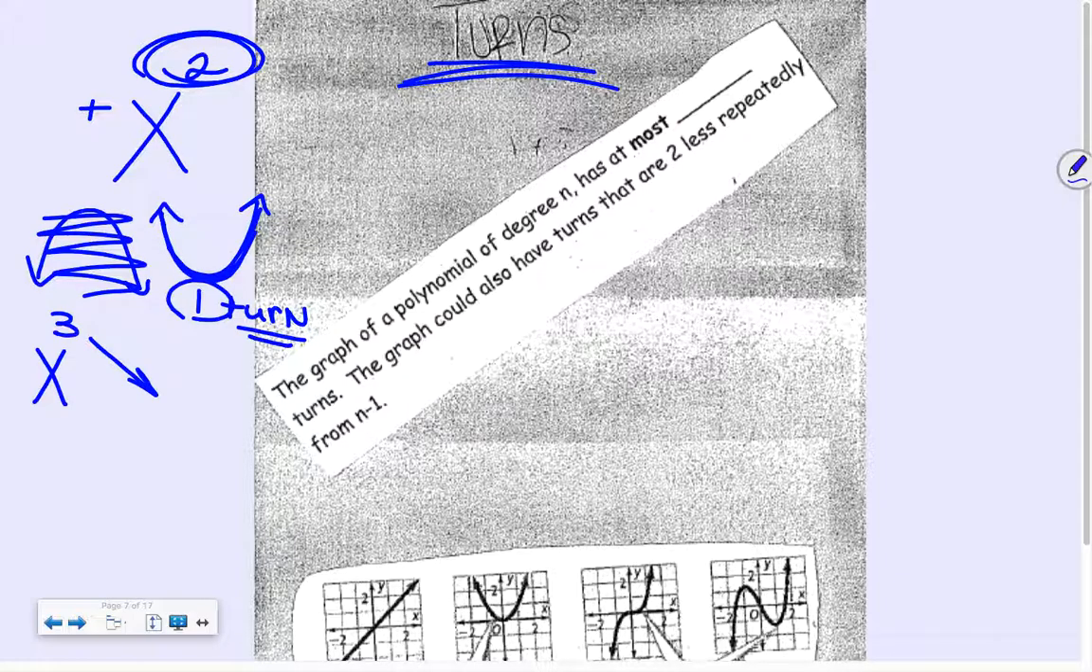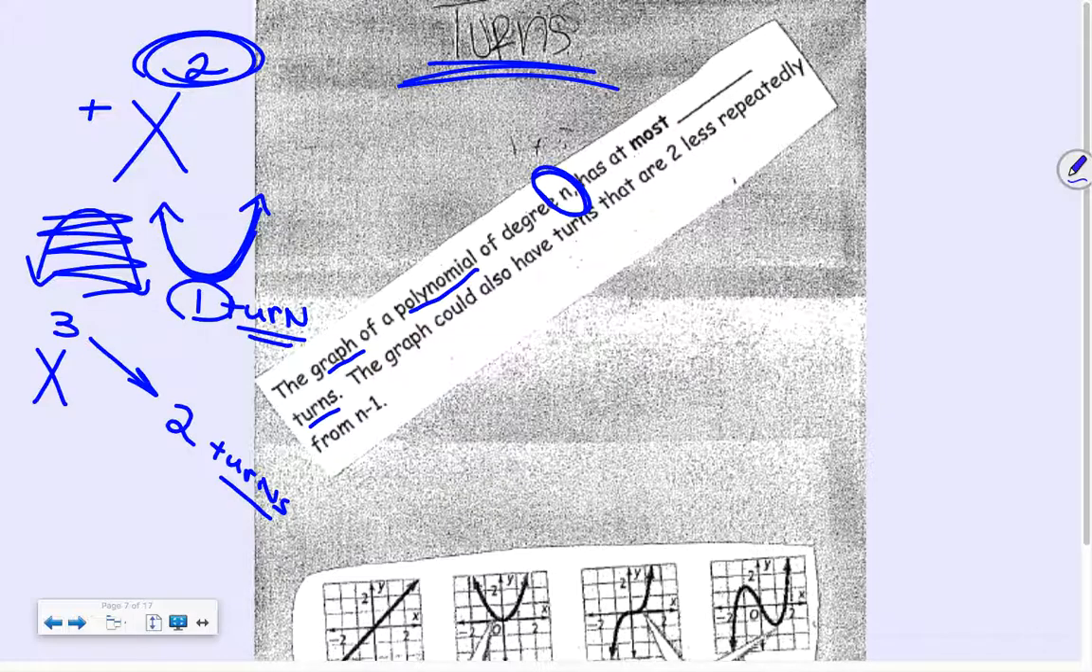Well, here's 2. A second degree polynomial turns only once. So doesn't that seem like 1 less? A third degree will turn 1 less than 3. 2 turns. Okay, wait a minute. Now let's read this. The graph of a polynomial of degree N. They're not telling you the degree. They're saying N. It could be 3rd degree, it could be 8th degree, it could be 12th degree. Has at most, how many terms? How many terms?